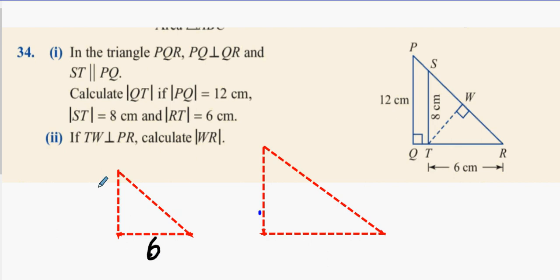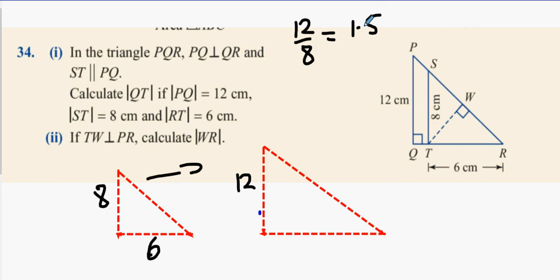6, 8, 12. Would everybody agree that the big triangle is 12 divided by 8? What's 12 divided by 8? 1.5. It's 1.5 times bigger. Is that cool? Yeah. Now, I'm going to get the number 6 and multiply by 1.5. What do I get? 9. And that means QT has to be 3, because 3 plus 6 is 9. So 3.